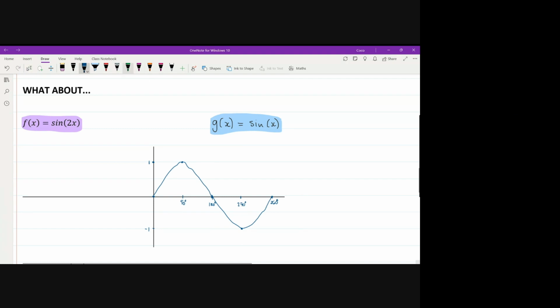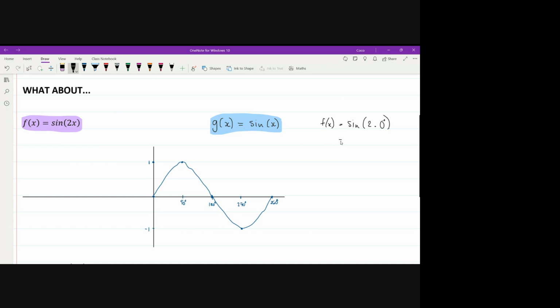We're going to draw the graph of sine 2x next to our mother graph, and we're going to compare what's happened between the two. Okay, so here's what we're going to do. We're going to use the exact same prompts. So calculators at the ready, guys. So we're going to have f of x is equal to sine of 2 times, normally we would start at 2 times 0 degrees.